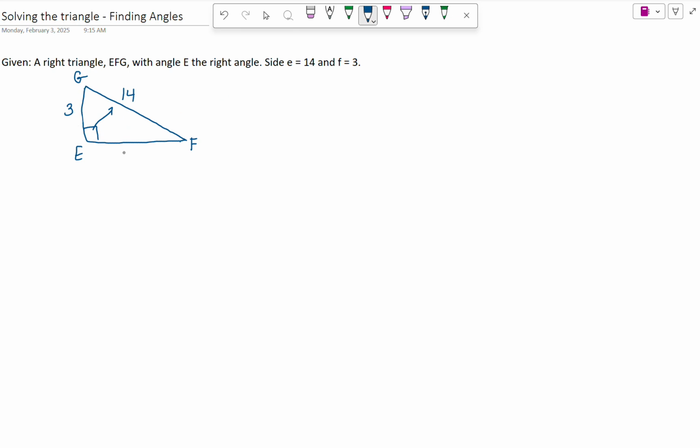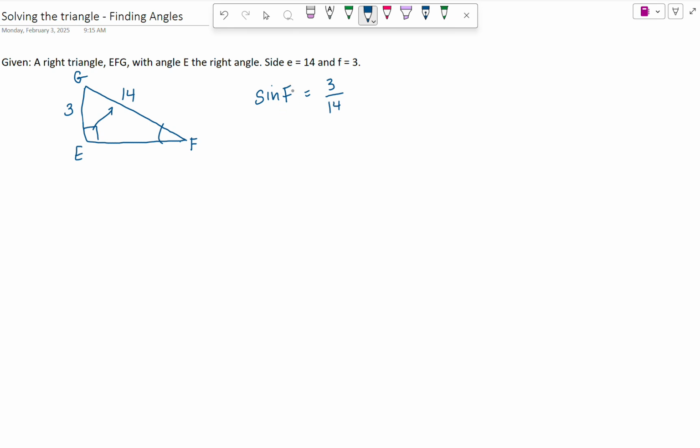All right, so we can use the Pythagorean theorem to find this other missing side, and we will. But notice that we have two angles missing, so we do need to use trig in order to find one of the missing angles. So let's start with that. All right, so let's call this angle F. That's what we're looking for. So we know the side opposite of F, which is 3, and we know the hypotenuse, which is 14. So that's sine. So we want to use the sine of angle F is equal to 3 over 14.